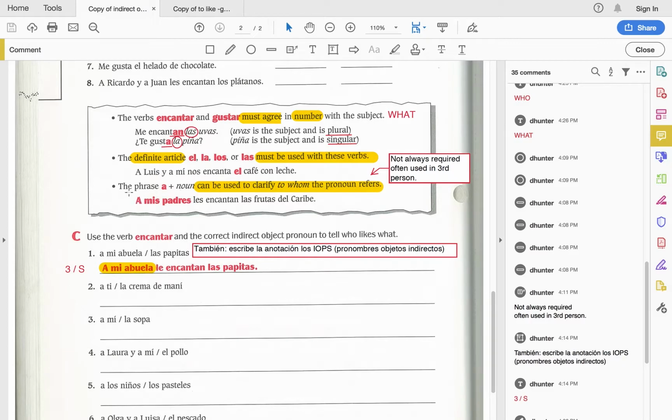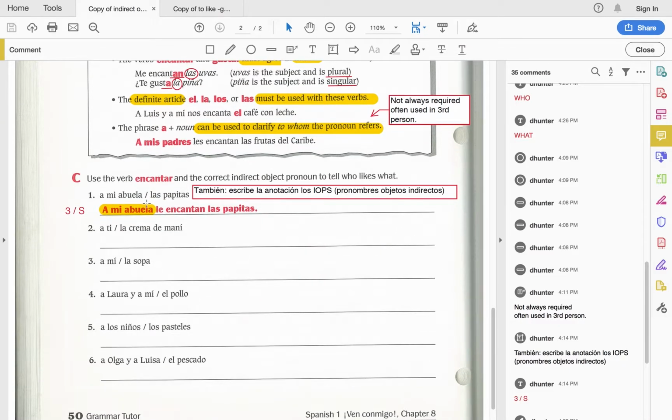Let's look at another example. A mis padres les encantan las frutas del Caribe. A mis padres just simply clarifies who les refers to. We could be in a conversation and say les encantan las frutas del Caribe. But when we say a mis padres, we know that we're not referring to anyone but who has been expressed here with a. A mis padres, to my parents. Or Caribbean fruit is lovely to who? My parents.